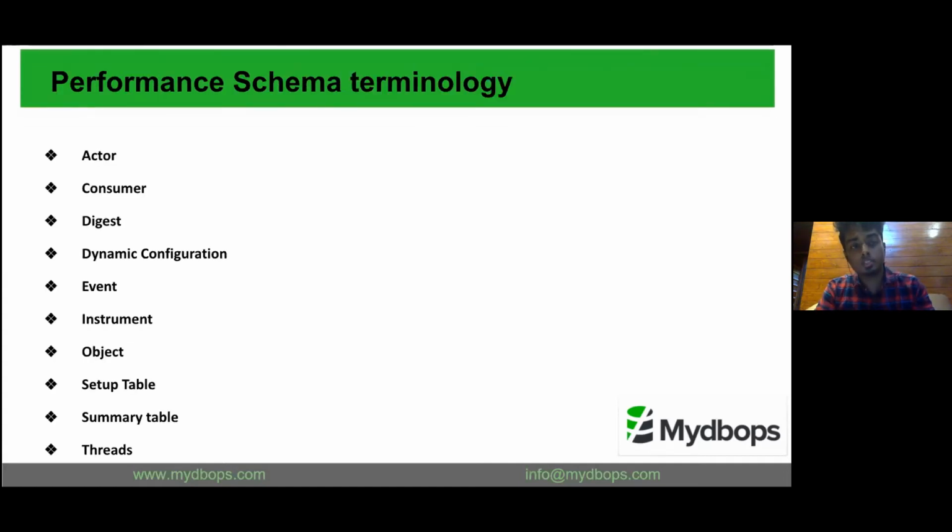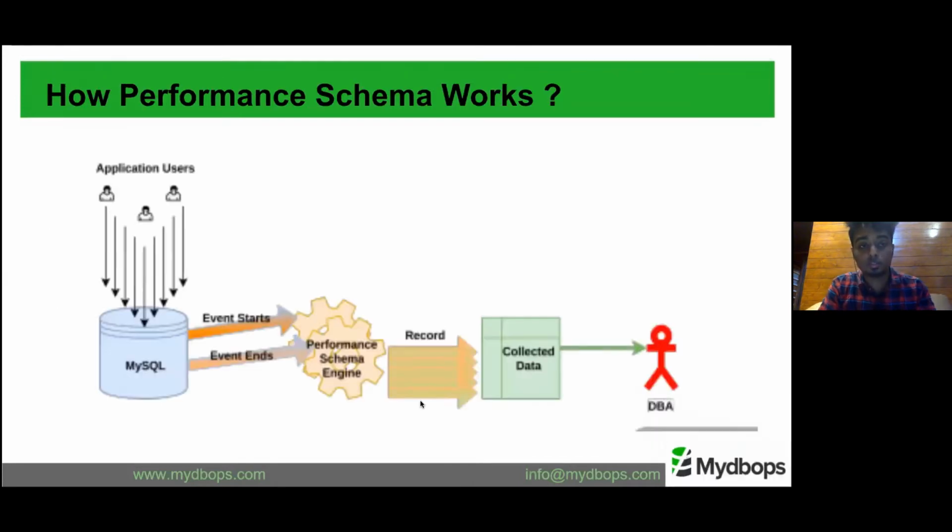Next, we can look at the performance schema terminology. It includes actors, consumers, digest, and the dynamic configuration events. Now let us see how the performance schema works. This is a detailed diagram that explains how the performance schema works.